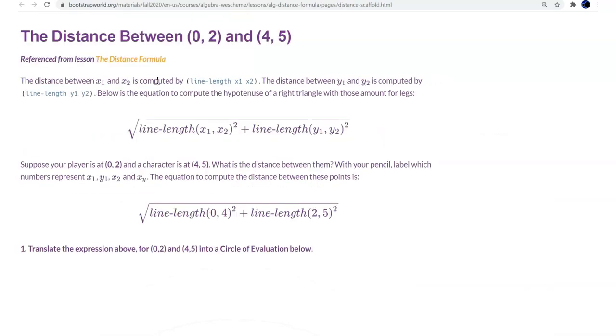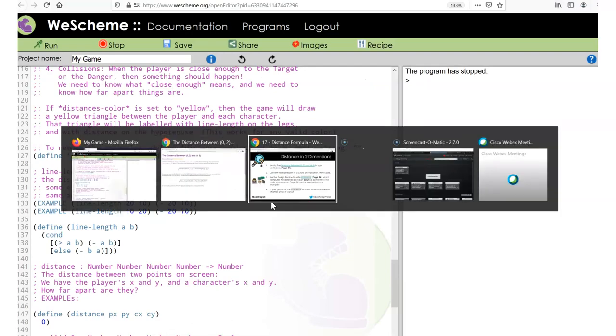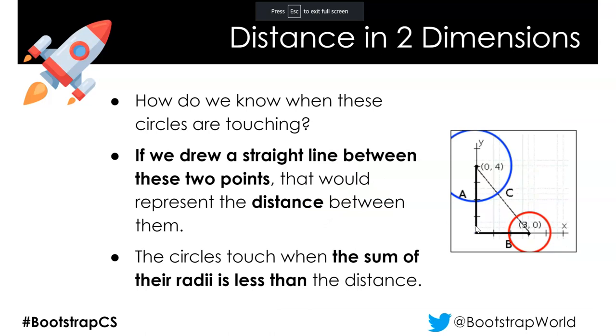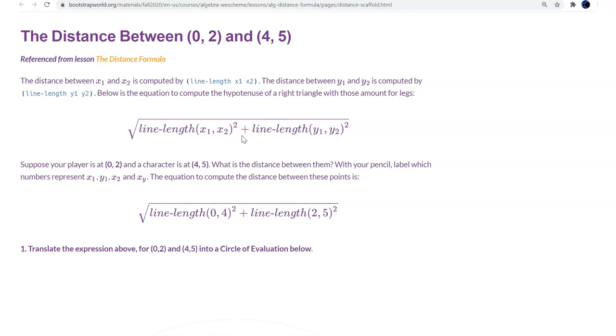The distance between x1, and remember why we're calling it x1 and x2, because they're going to be points on a grid. Let's find a nice grid. All right, we're just going to call one of these guys x1, x2, y1, and y2. We have two points, x and y. We're going to call them x1, x2, and y1, y2.